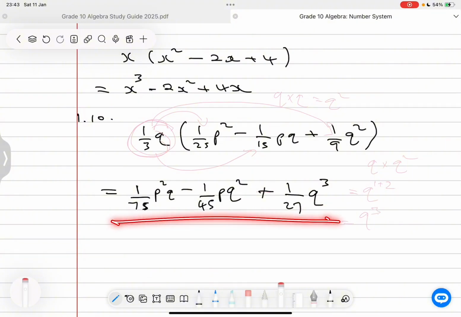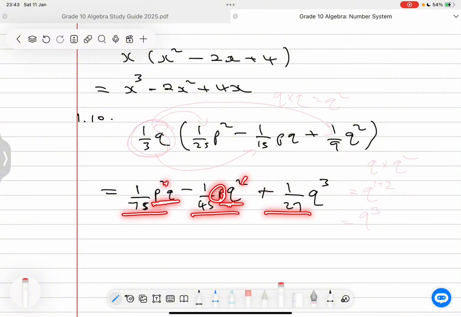And when you look at this, there isn't much that you can do. These are not like terms. You can't add them. You see, this is a p squared, right? And this is a q squared, right? So you can't add this. So there are different terms. So this is simplified. There isn't much that you can do.